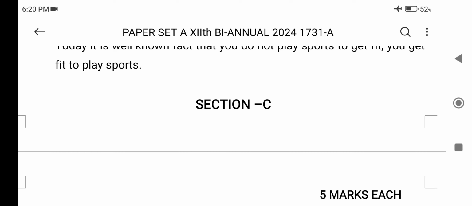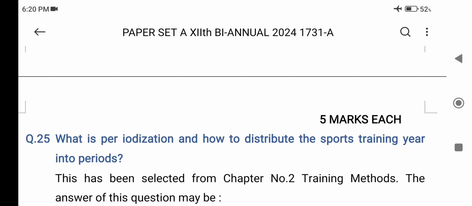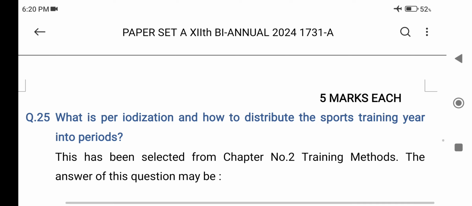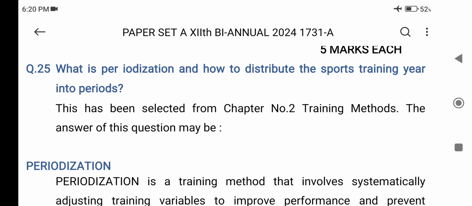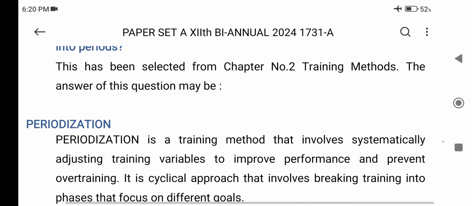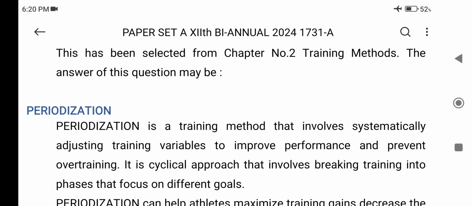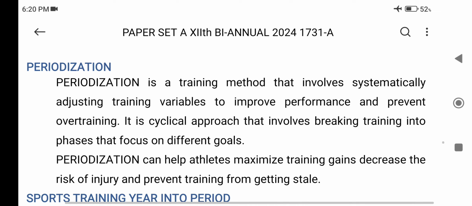Section C, 5 marks each. Question number 25. What is periodization and how do you distribute the sports training year into periods? This question has been selected from chapter number 2, Training Methods. The answer of this question may be: periodization.